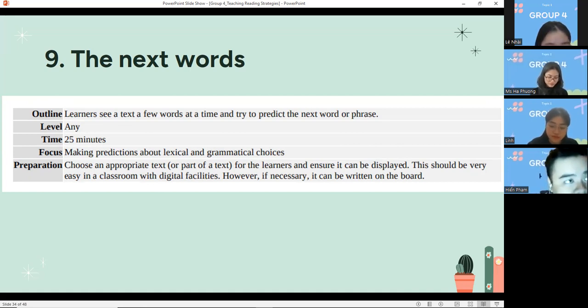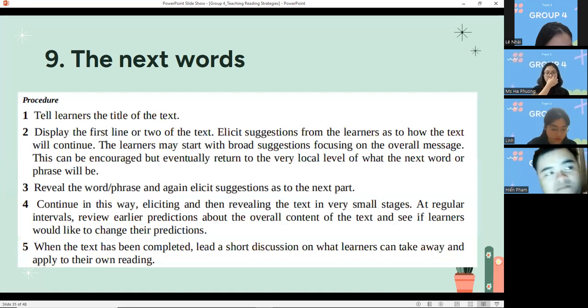To prepare for this activity, the teacher will choose an appropriate text for the learners and ensure it can be displayed. This should be very easy in a classroom with digital facilities. However, if necessary, it can be written on the board. This strategy will take place in 5 stages. In the first stage, the teacher will tell the learners the title of the text, and then she will display the first line or two of the text and elicit suggestions from the learners.